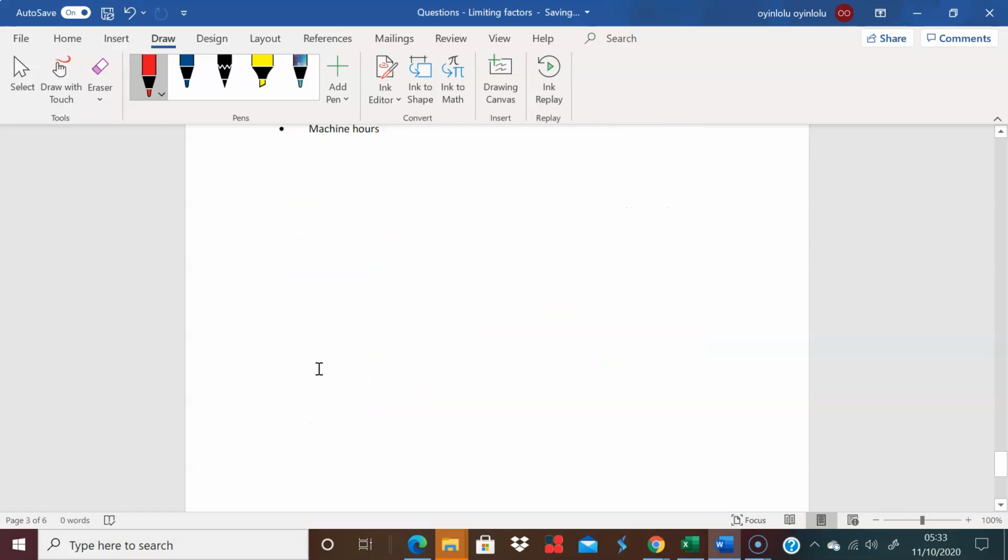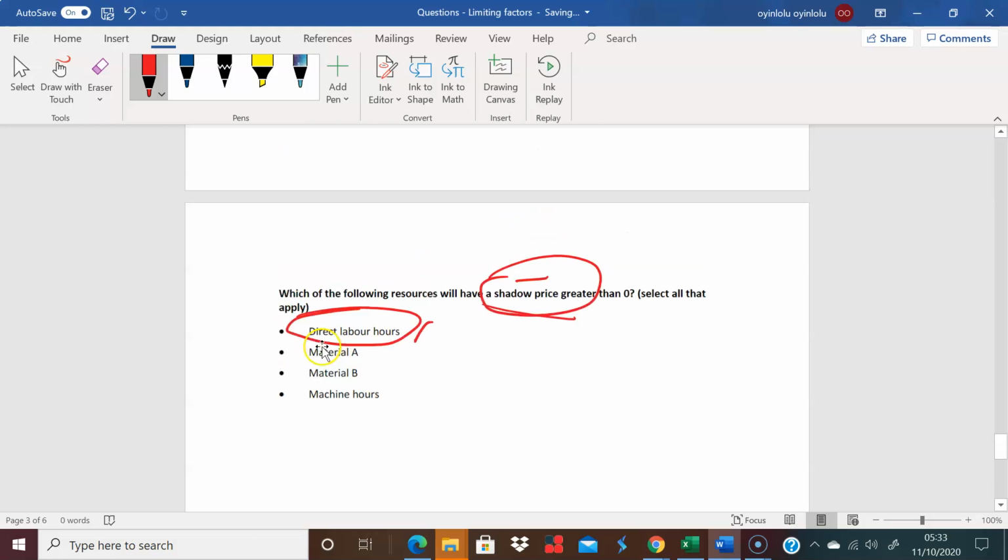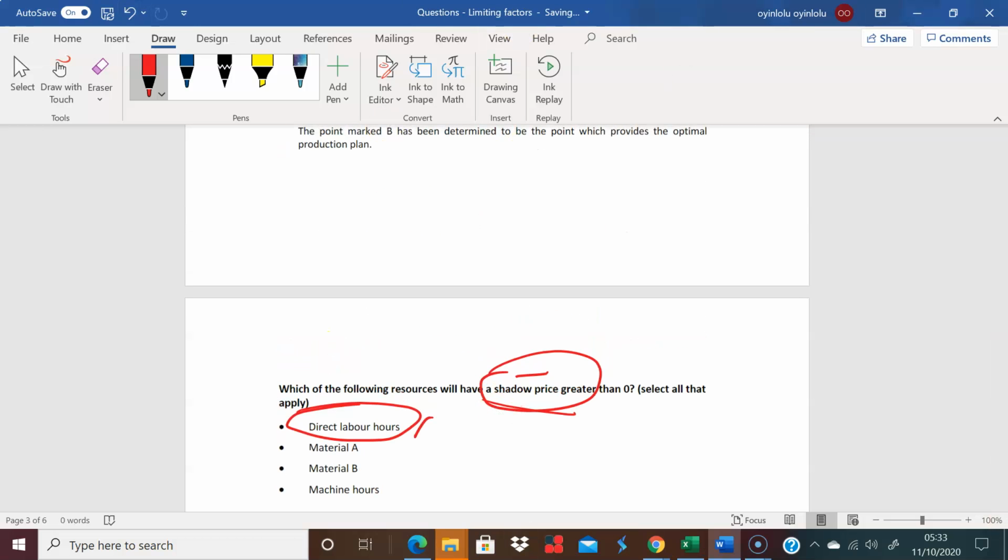Okay, great stuff, and that's the end of the questions for limiting factors.